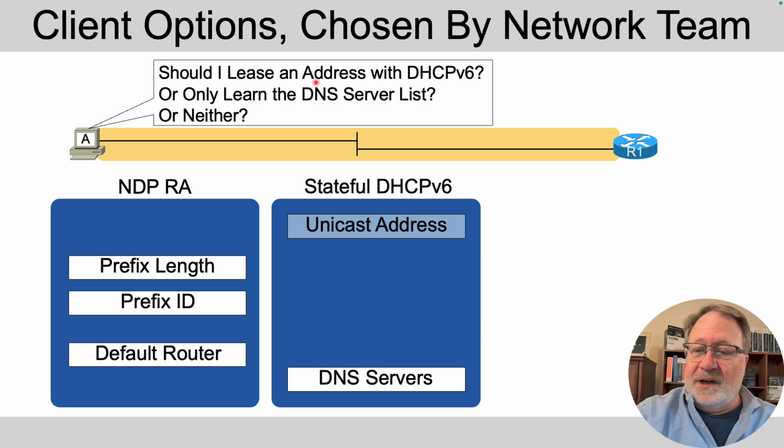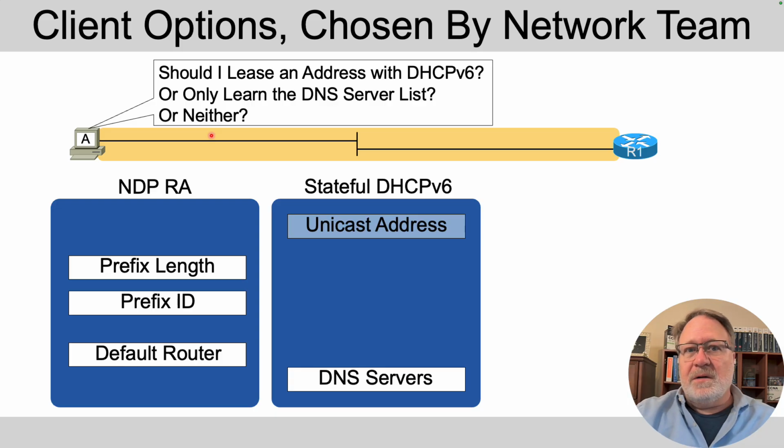So it could ask questions like this, or at least its logic kind of looks like these questions. Should I lease an address with DHCPv6? In other words, should I use a stateful DHCPv6 server? Or should I only learn the list of DNS servers and not lease an address? That's called stateless DHCP. Or should I do neither? Or should I completely ignore the DHCP process? That can work too. All three of those.